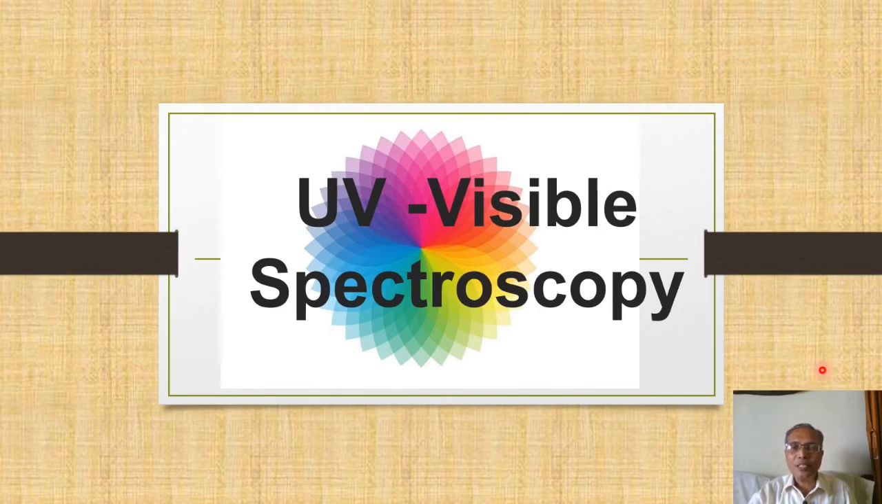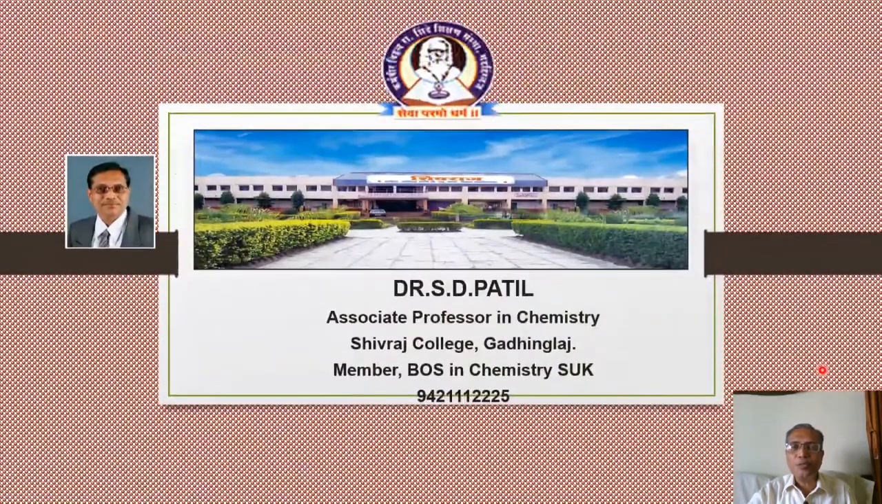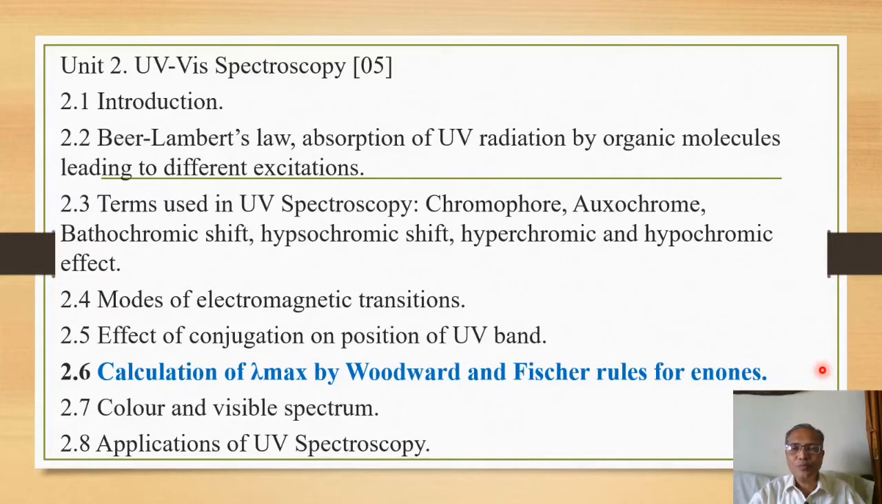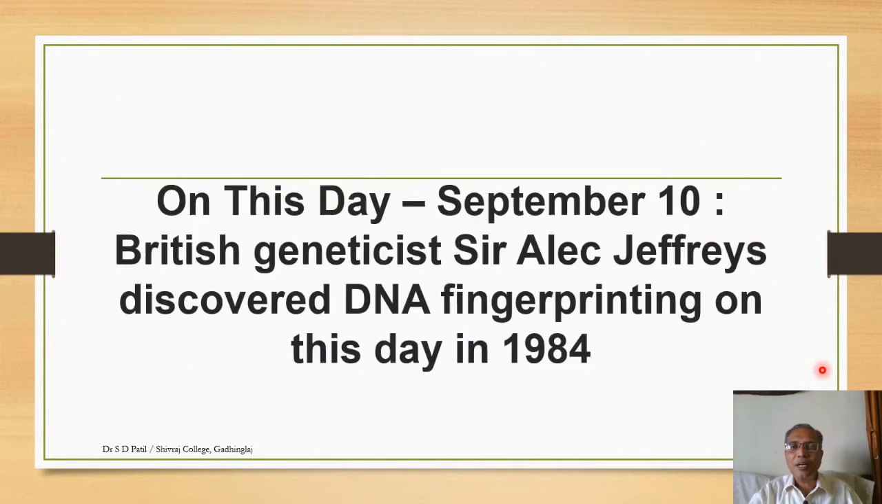It is the 7th lecture in the series and the second session related to lambda max calculations for enones. In the earlier two lectures we have seen how to calculate lambda max for dienes. In one lecture we have seen how to calculate lambda max for enones.